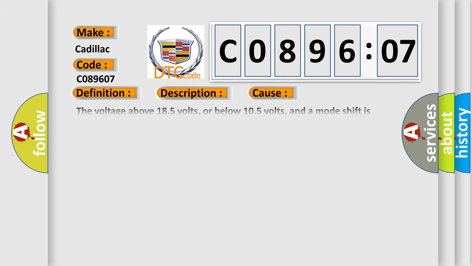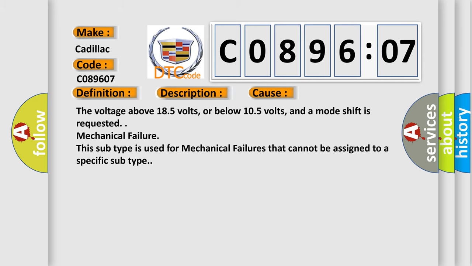This diagnostic error occurs most often in these cases. The voltage above 185 volts, or below 105 volts, and a mode shift is requested. Mechanical failure. This subtype is used for mechanical failures that cannot be assigned to a specific subtype.